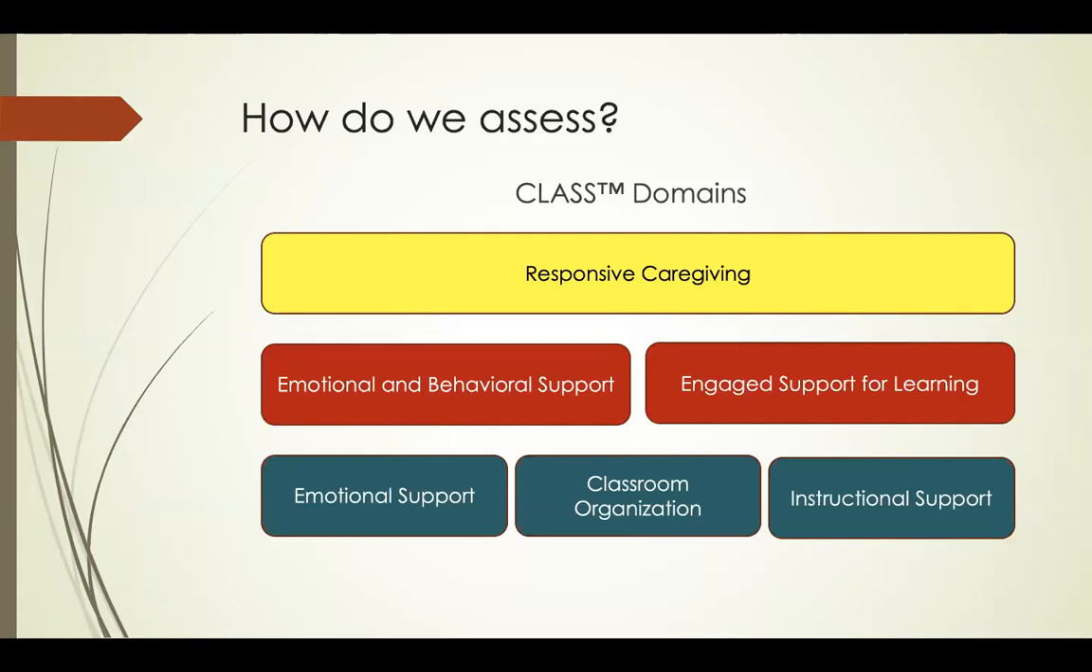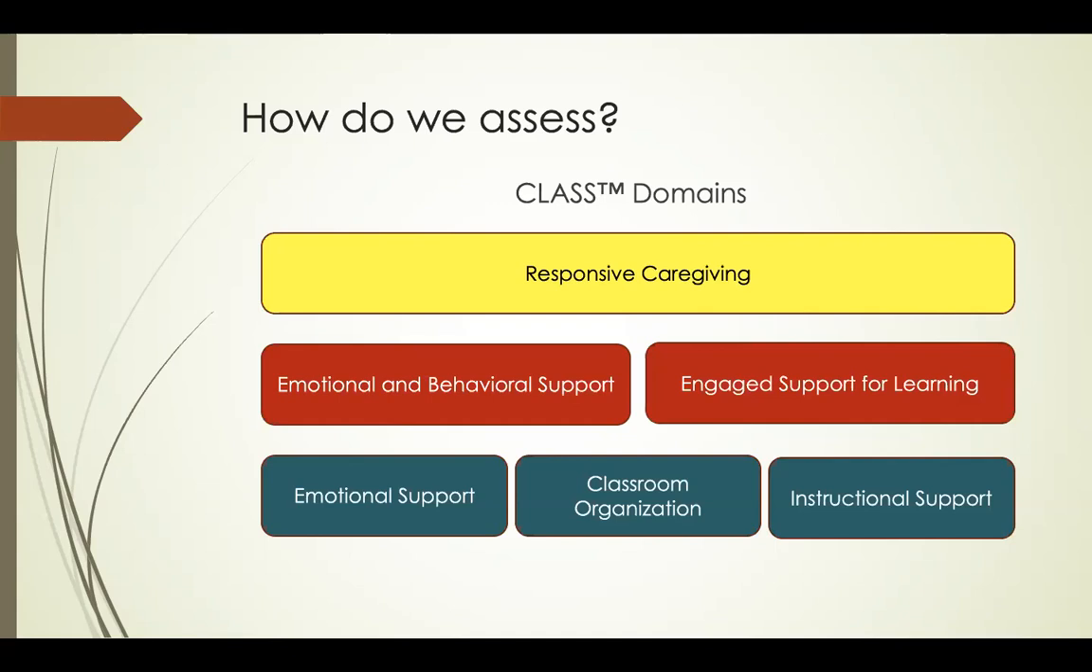So for one age group, the overarching idea is responsive caregiving. It's really meeting the needs and being very responsive to what the children are looking for. So we're just following their lead, essentially. So that's one age group.